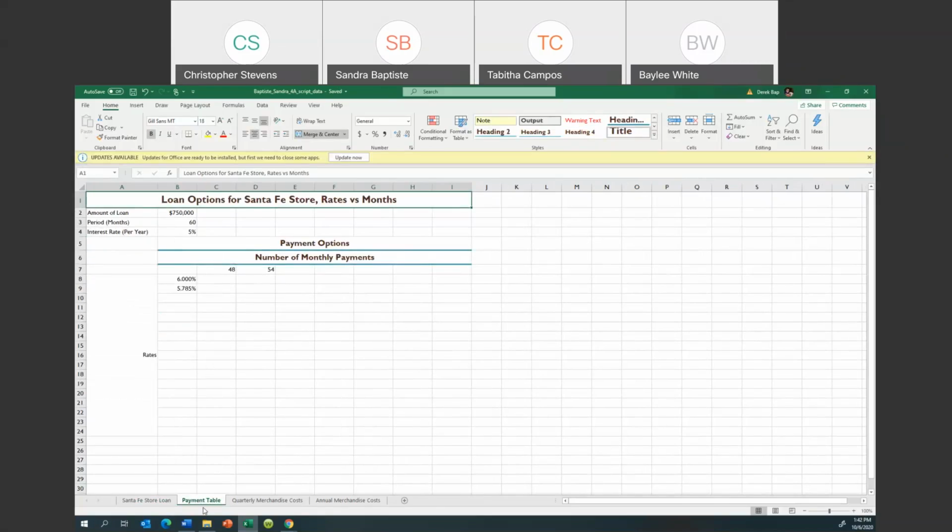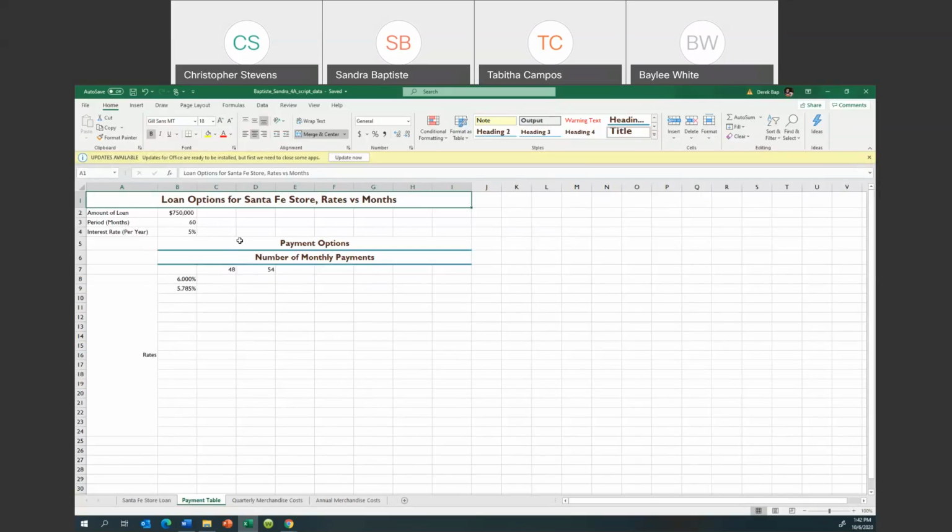Awesome. All right. So on the payment table, if you'll notice at the top, for A2 it has B2, the amount of the loan, the same that we had before. It has the period, which says 60, the 5 years that the person asked for at the beginning. The interest rate per year is also 5% already. So it looks like we're pretty much set up, ready to go. The only difference is that the payment function isn't set up yet here.